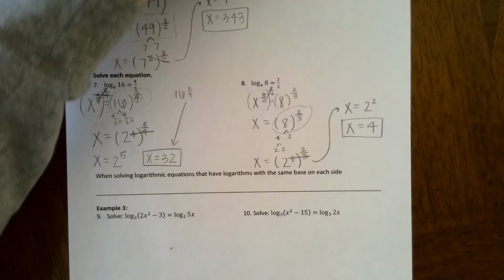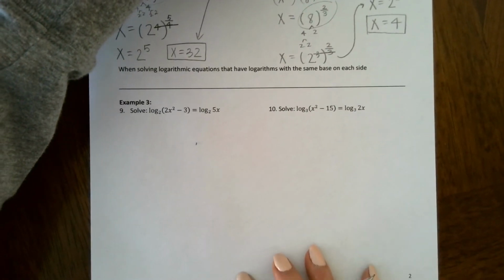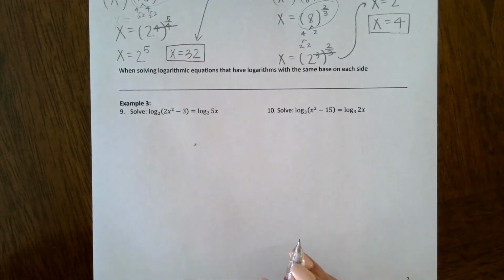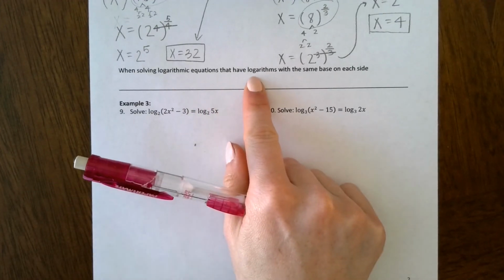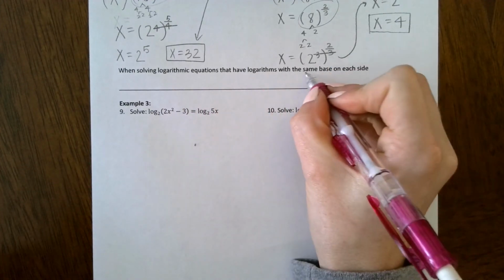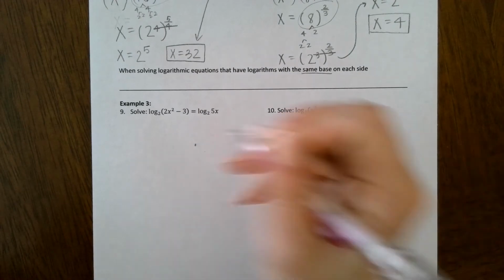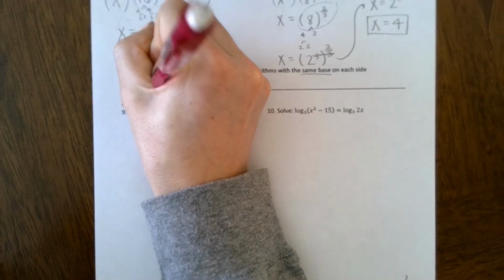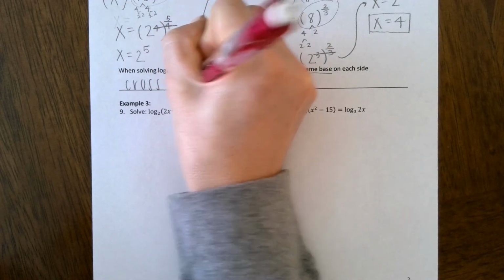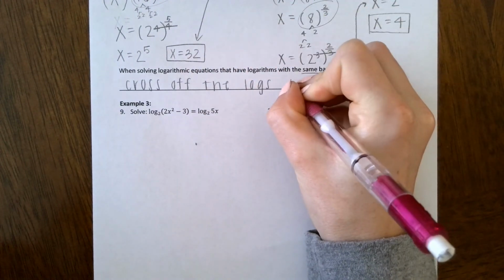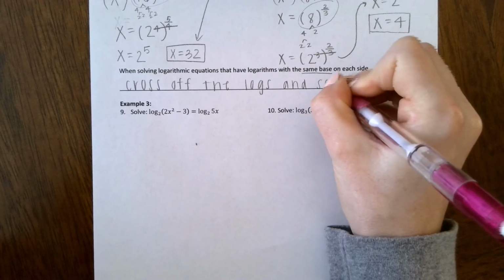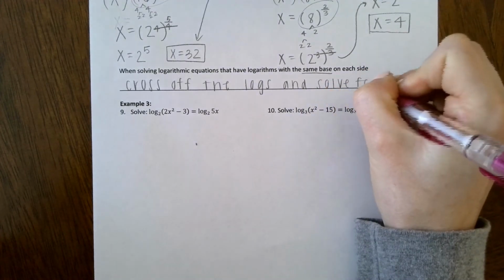Okay, we have one last type of problem to go through. These problems are going to look a little bit different because they're going to have logs on both sides of the equation. So when solving logarithmic equations that have logarithms with the same base on each side, you are going to cross off the logs and solve for x.